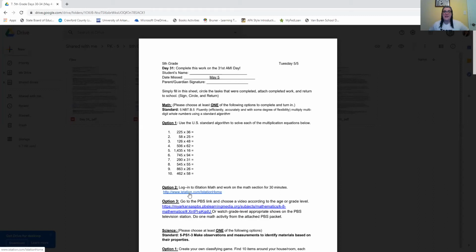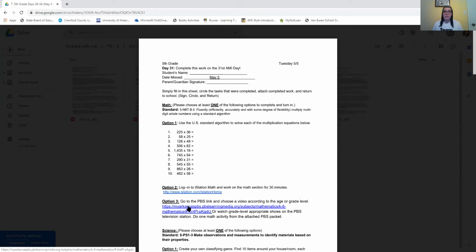So that's option 2 for math, or you could choose to do option 3, which is to follow that PBS link, and it'll take you to the math section of the PBS AMI website, and you just follow along there. At the top, it'll say filter by. You click that box, scroll down to 5, select 5 for 5th grade, and you can watch any of those 5th grade videos that they have there, and you'll just do whatever the video asks you to do.